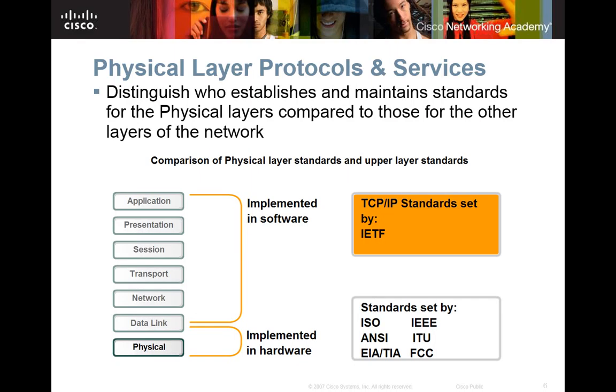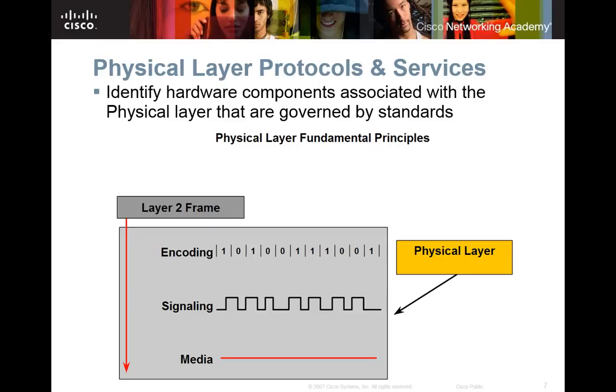Which one would be faster? Light. Fiber. A common comparison: remember, data link had the implemented hardware of the NIC down to the physical layer. Your TCP/IP standards are all set by the IETF. OSI is set by a lot of people, right? ANSI, ISO, IEEE, ITU, EIA, and the FCC. Like I said, the medium will determine what type of encoding and signaling you'll see.